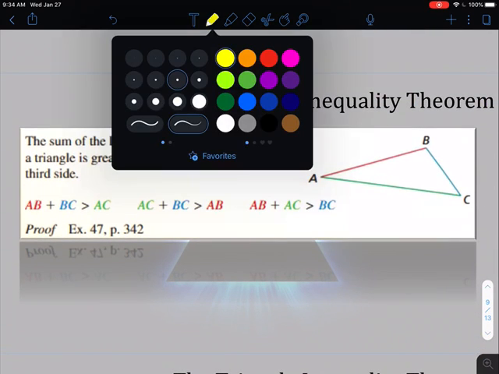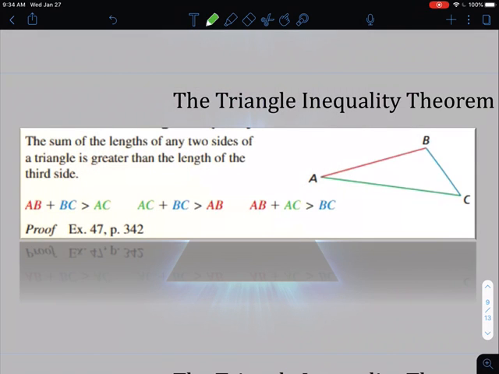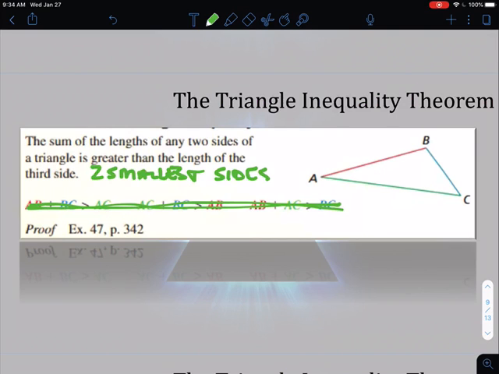The last main idea here is the triangle inequality theorem. This is going to be a really big one. We're going to spend some time tomorrow working with this as well. What I want you to know with this triangle inequality theorem is to forget all of these statements right here. They have you check 3 different scenarios to make sure that a triangle exists. What we really need to figure out is the 2 smallest sides. The 2 smallest sides must always add to more than the biggest side.